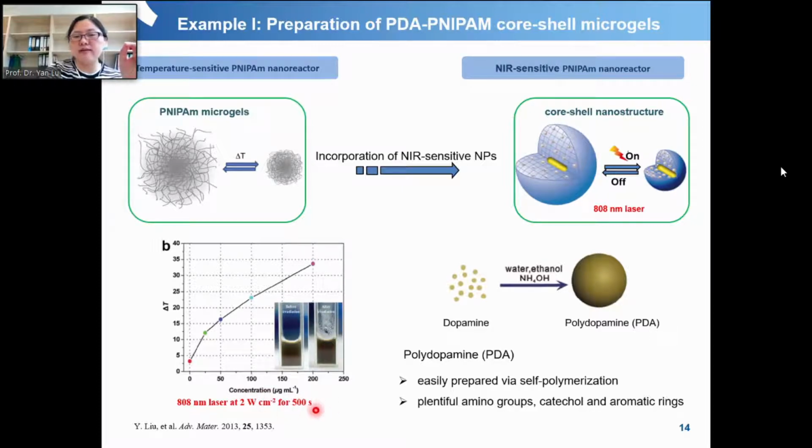and also for a constant time, you will see that the solution temperature will change, increasing depending on the concentration. So from 10 up to the highest concentrations, they can even increase the temperature by more than 30 degrees Celsius. So then this difference of the temperature, of course, is enough to lead to the phase transition of the microgel system.